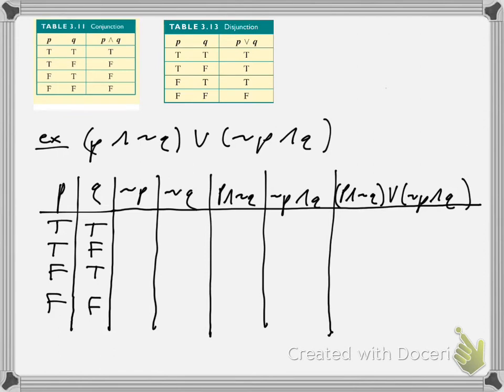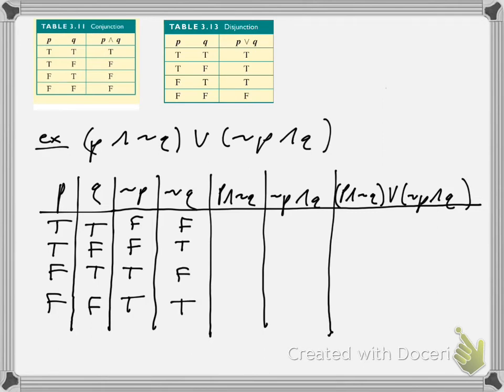Okay, so now let's go through this. It's really easy. Just start left to right and work through this. So not P just changes all the truth values of P. That changes the true to the false, the true to the false, the false to the true. Not Q changes the signs of all the Q's. So this is false, true, false, and true.